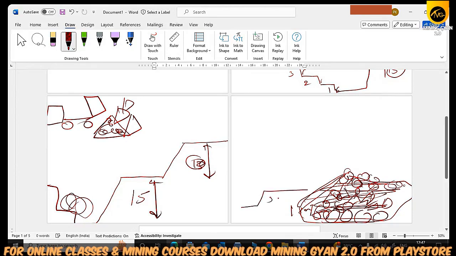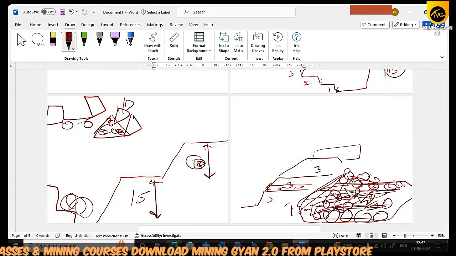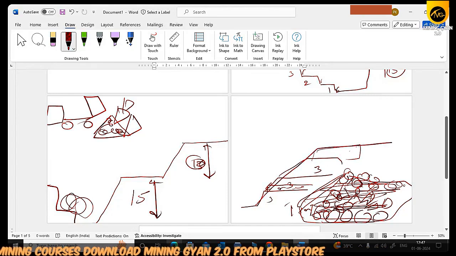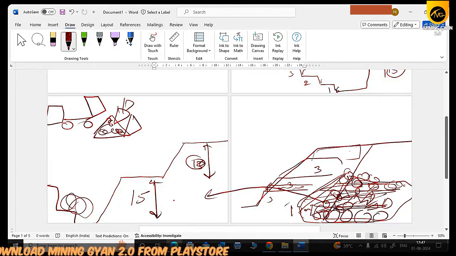Then again the material will be dumped here, and the dozer will push the material here. Again a 3 meter bench will be formed like that. Again 3 meters, and it will become 9 meters. So it will be lifted in 3 meter steps, and in the final touch it will be merged like that, so that it becomes a 15 meter bench.